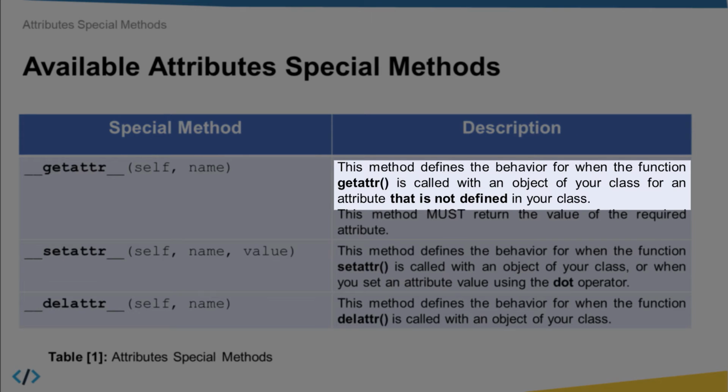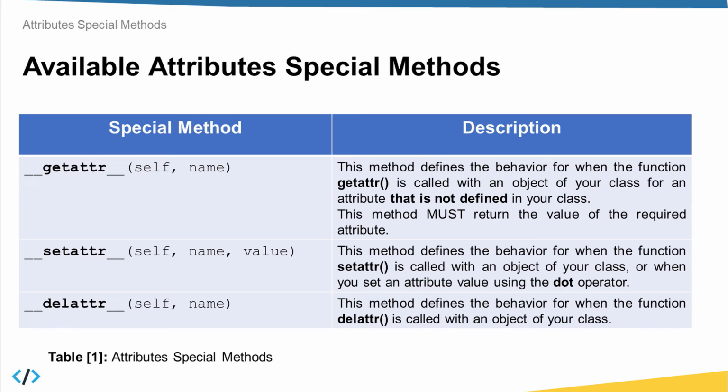This method defines the behavior for when the method __getattribute__ is called with an object of your class for an attribute that's not defined in your class. And this is quite important, because if the attribute is already predefined, this method __getattr__ will not be called. And because it should return the value of the attribute, this method must return a value.